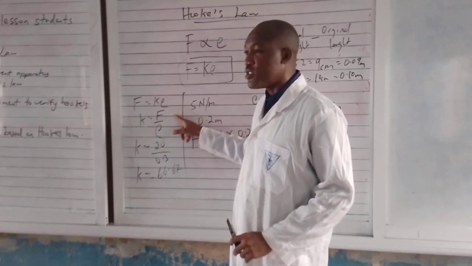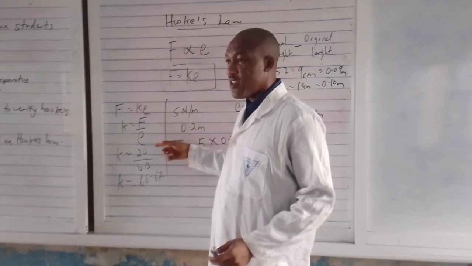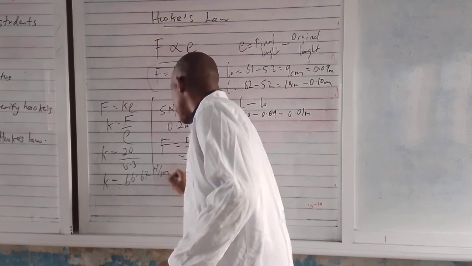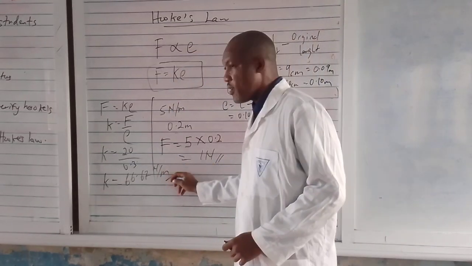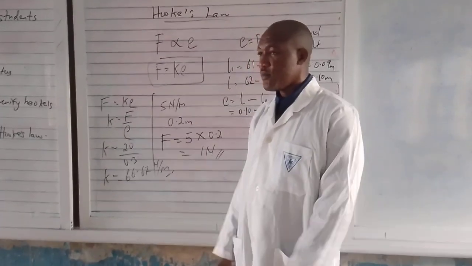And force is measured in what? Newtons. While extension is measured in what? In meters. Are you getting it? So that is why the unit is what? Newton per meter. Okay? Newton per meter, that's the unit. Is that clear? Do you have any questions? Yes?